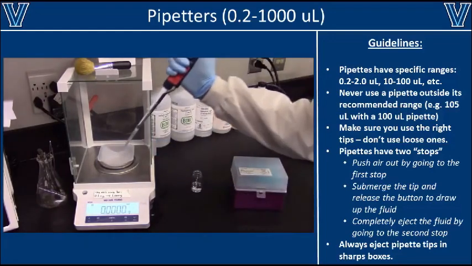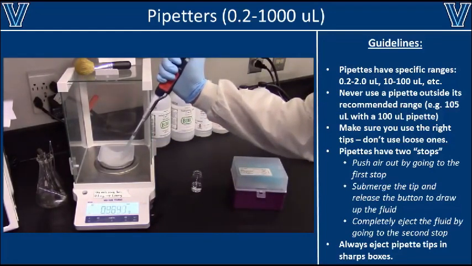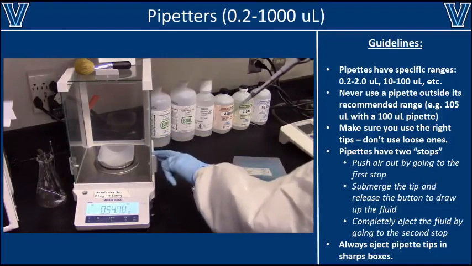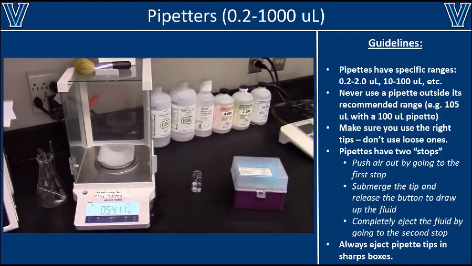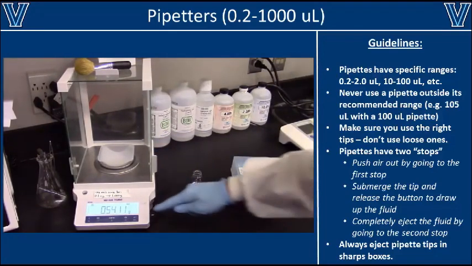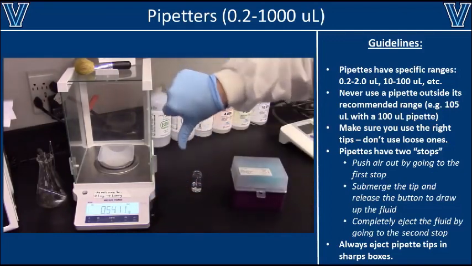Make sure you completely eject all of the liquid, then close the doors on the analytical balance and wait for the reading to stabilize. In this case, the reading is only 541 milligrams, which is much less than the expected 700 milligrams. Therefore, the pipette is in dire need of calibration. You should no longer use the pipette for any experiments and immediately let your supervisor know that the pipette needs to be calibrated.